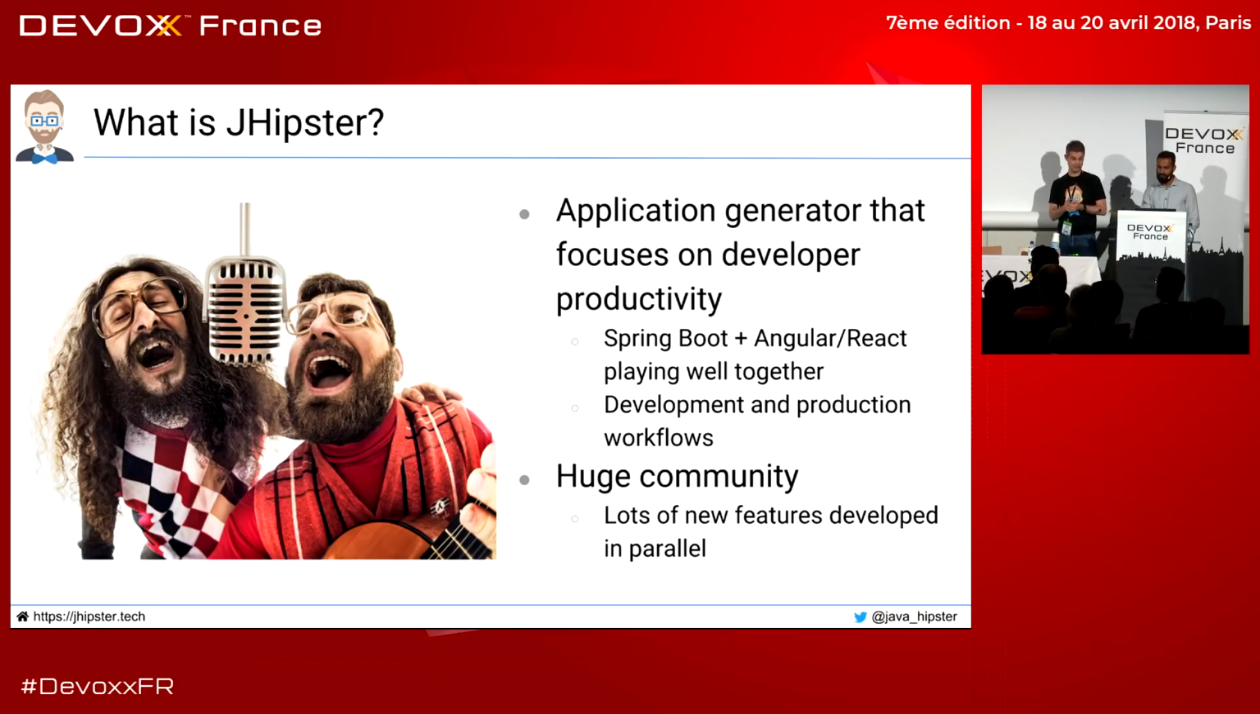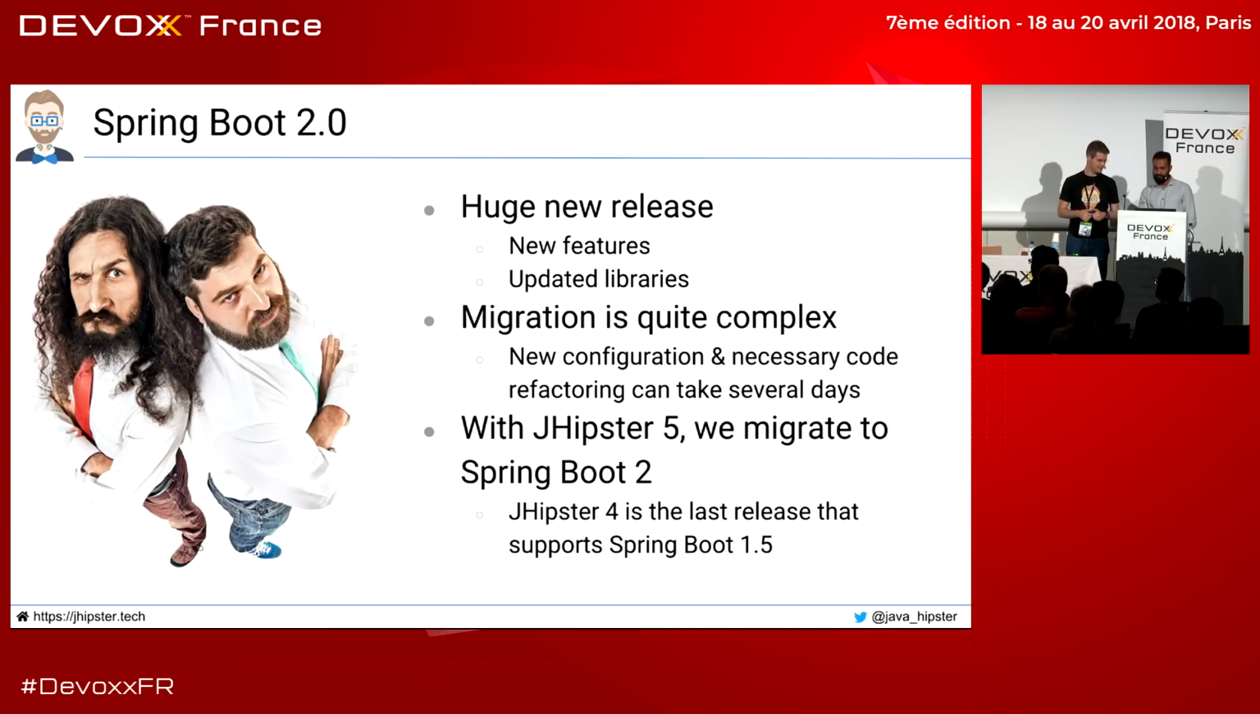And one of the nice things about JHipster is that we have a huge community. We've got like 420 committers now to the main project. There are also some side projects. So it's lots of people, and we have more than 10,000 stars on GitHub. So it's really a lot of people contributing to the project and liking the project. So that's really cool. But now let's go to JHipster 5 itself.